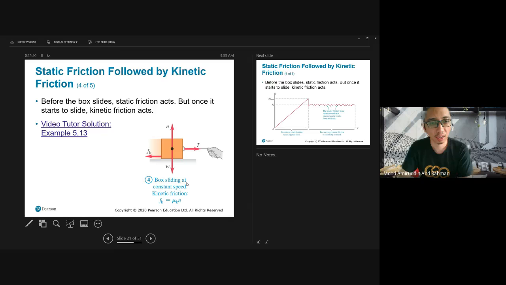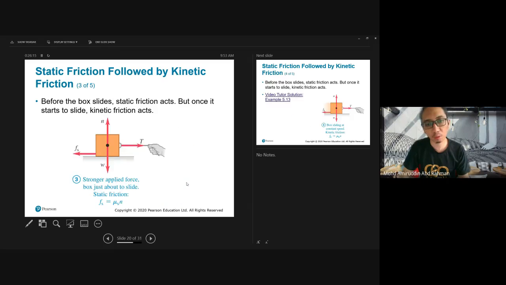Okay, and then when the board is sliding at a constant speed, like this, it's constant speed. So the kinetic friction, we have Fk. Okay, so we have Fk equals mu k N, right? Mu k N.